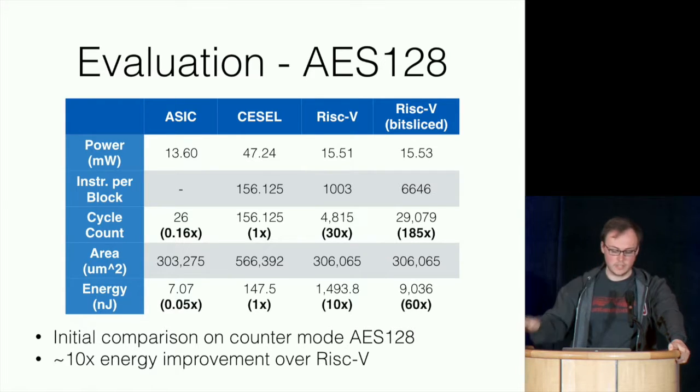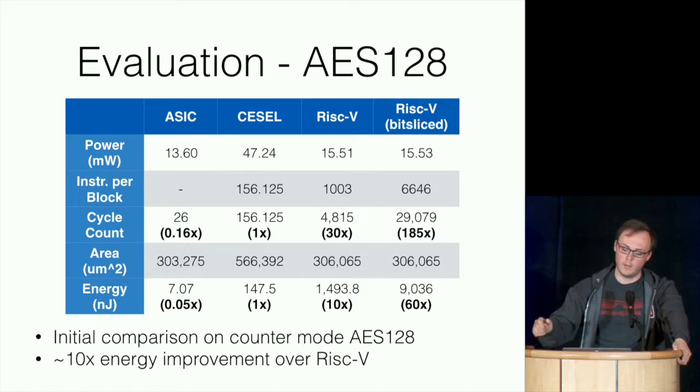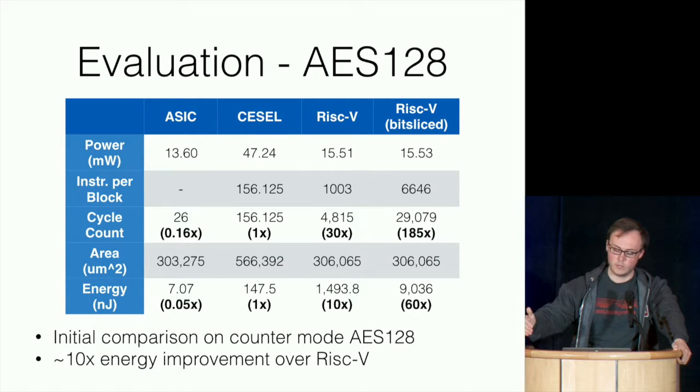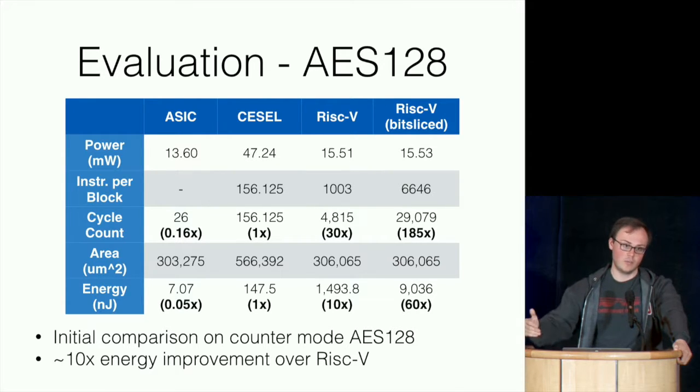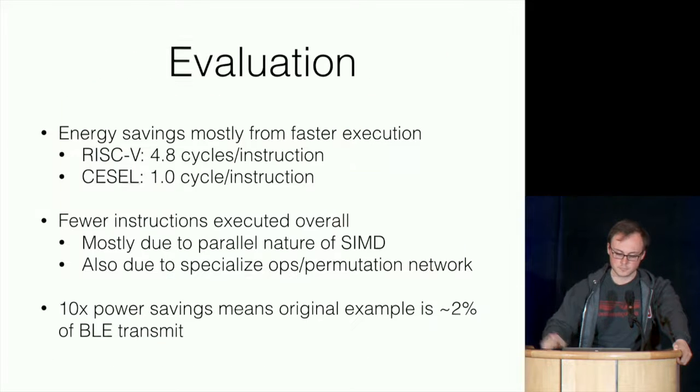It doesn't have a lot of these extra features that you would want in a real practical implementation. So we are significantly behind the ASIC, but since we get about a 10x improvement in power over the RISC-V, it ends up not mattering too much because we move cryptography from the range of 12% or 15% of overall power usage to about 1% or 2%. So we could definitely improve it more, but I think it's roughly in the ballpark.